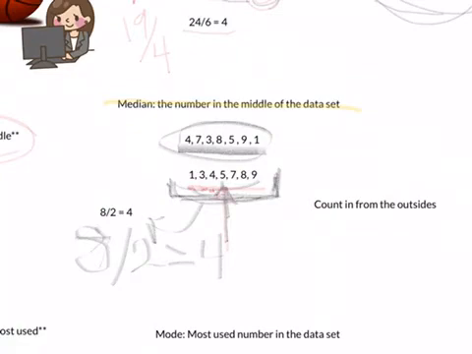Okay? Another way you can do this, right over here, you can just count in from the outsides. So I can say, getting rid of 1 and 9, 3 and 8, 4 and 7, and we find 5 in the middle. So we find that 5 is the number in the middle of the data set, or the median.